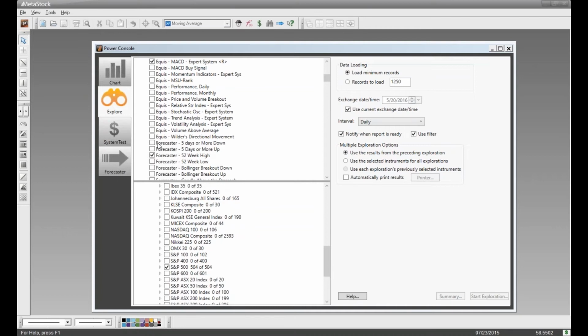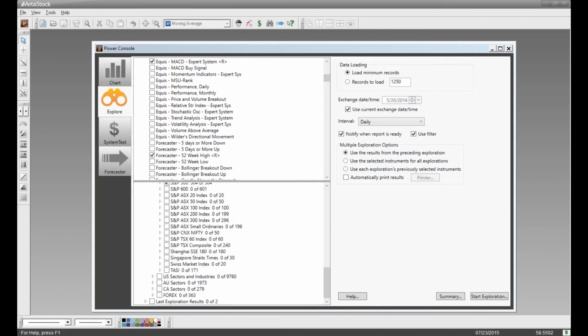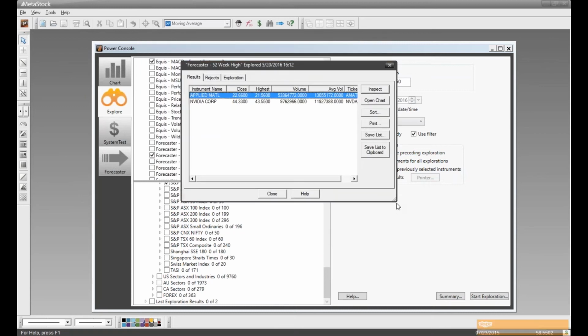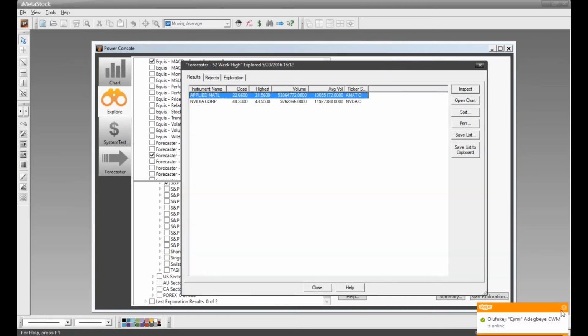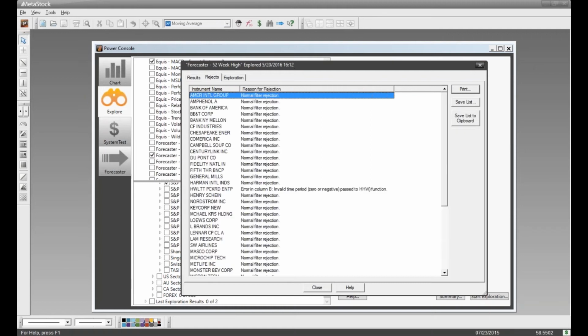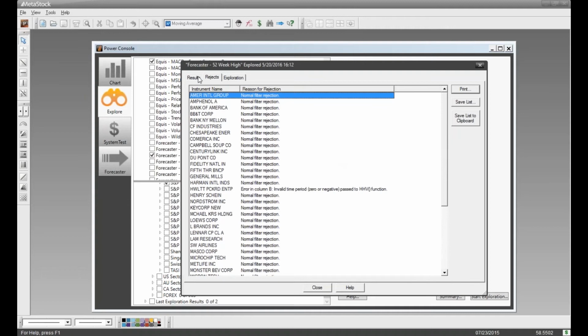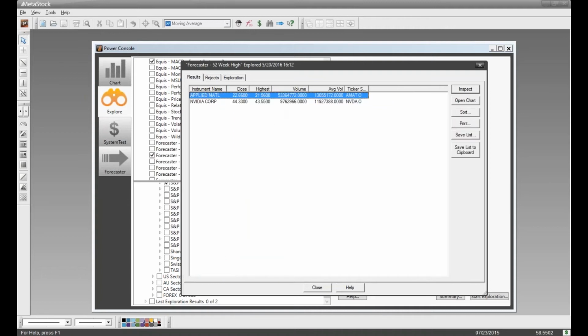Let's see if we have anything that popped up. Looks like we did. It popped up on a different screen though. Okay, here we go. So our reports came back, and we're going to take a look at the results here. We have two results.